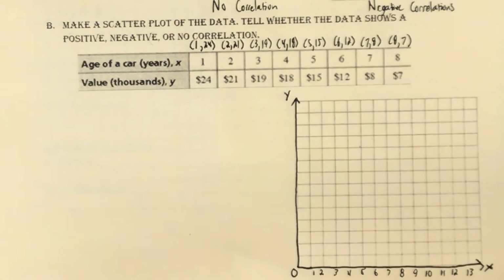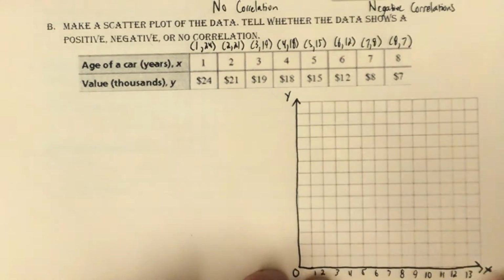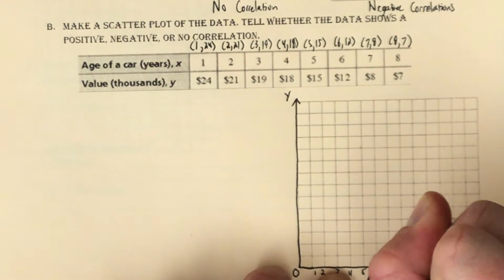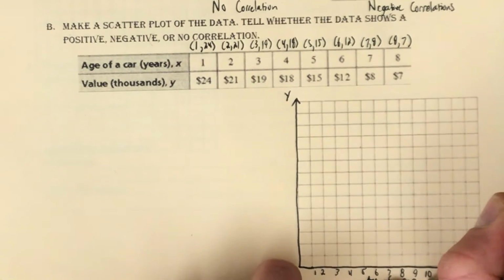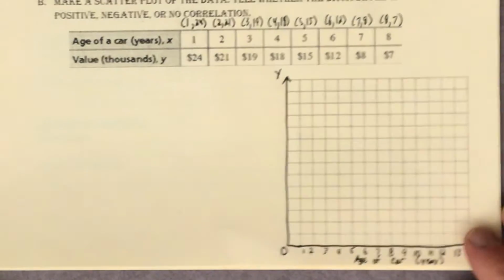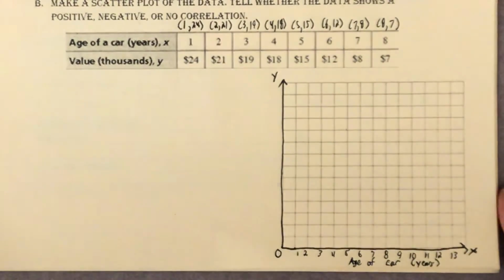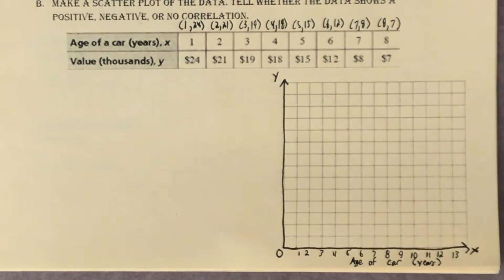Now I also need to label, what does that actually stand for? Well, that talks about the age of a car in years. So I'm going to write that down below, and I apologize, I didn't quite give us enough space here. Age of car, period, years. So we've got to kind of squeeze it in there, but we can do it if we pay attention to what we're doing. All right?